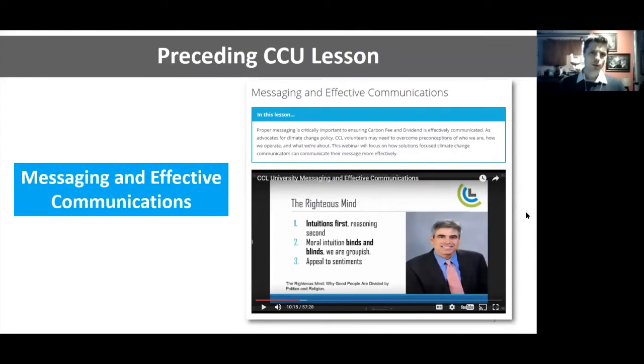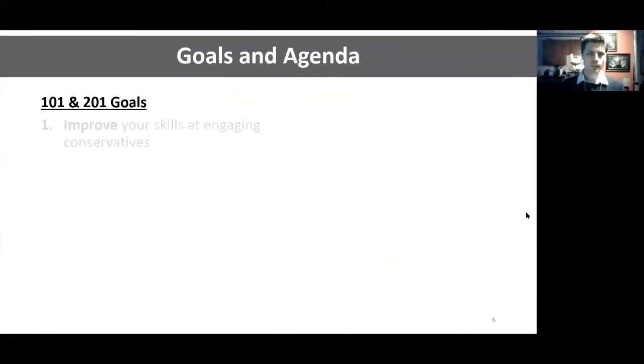One other thing I would point out, there is a preceding CCU lesson called Messaging and Effective Communications. I'd recommend taking a look at it before this one, in fact. You'll notice some of the same themes. Tonight's is going to be focused specifically on conservative audiences, but Messaging and Effective Communications will be helpful as well to set some of that baseline down, so you can take a look at that.